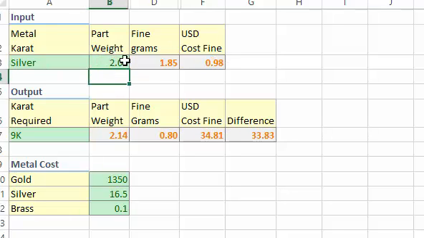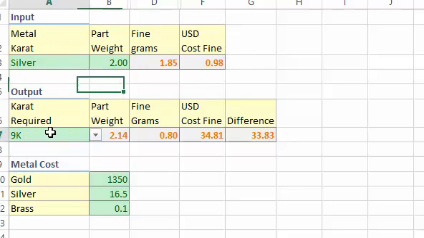What it will calculate automatically is how many fine grams of silver you have. So in other words, 2 grams multiplied by 0.925 will give you 1.85 grams of fine silver. Multiplied at the cost of silver per ounce is 98 cents worth of silver. So this first sheet will output that basic information.